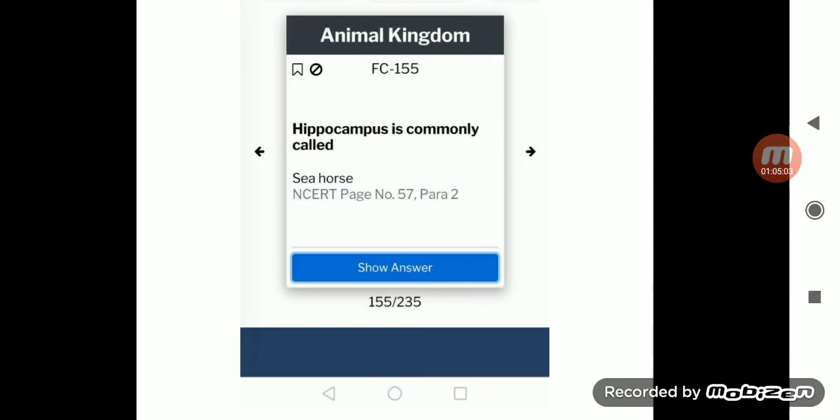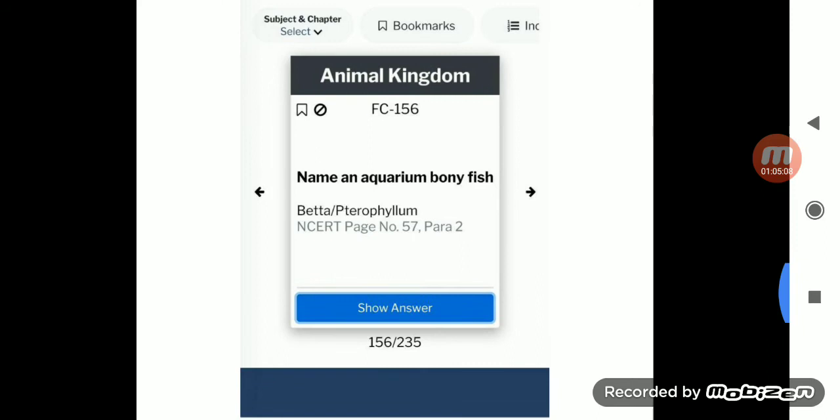Name an aquarium bony fish: Betta, Pterophyllum.